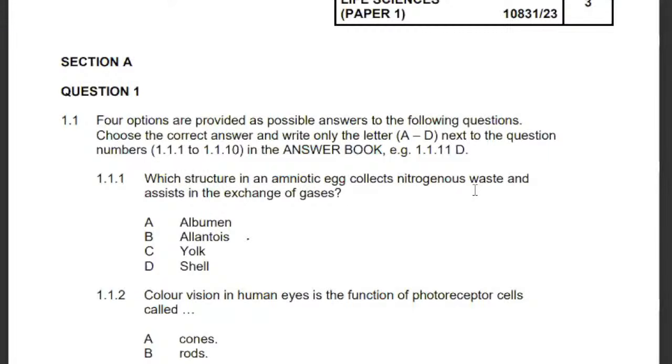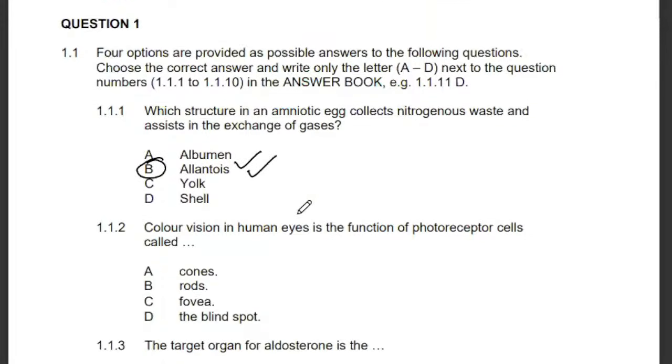Basically, they're asking you a question here: which structure in the amniotic egg collects nitrogenous wastes and assists in the gaseous exchange? Don't forget that when you talk about the amniotic egg, we are talking about membranous eggs, which have membranes. So in this case, the answer is going to be B. Here you get 2 marks, which is allantois.